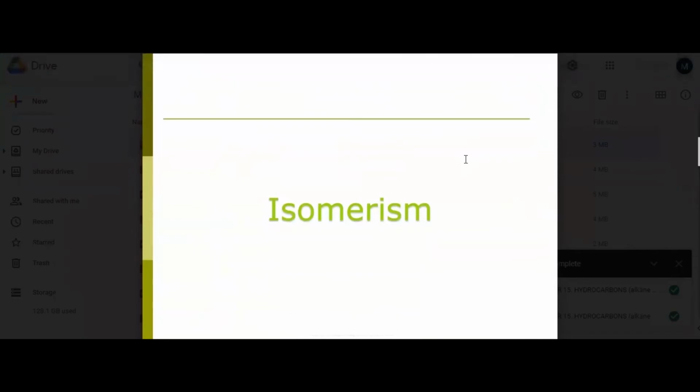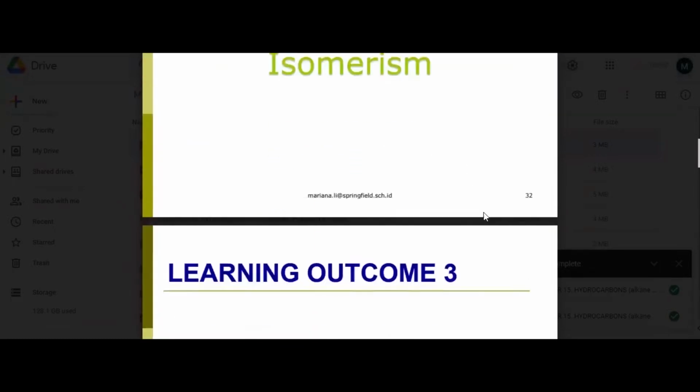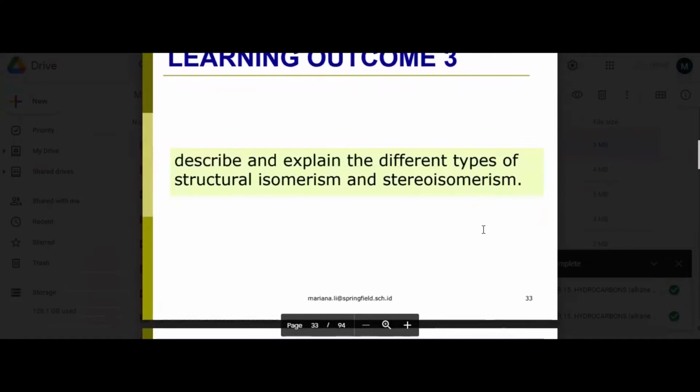Okay, we have already recalled about sigma and pi bonds and also about sp3, sp2, and sp hybridization. Now it's time for us to learn about isomerism. These are the learning outcomes. There are two types of isomerism that we should learn: structural and stereoisomerism.